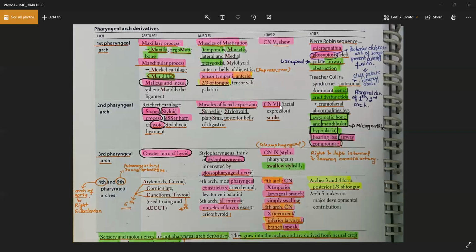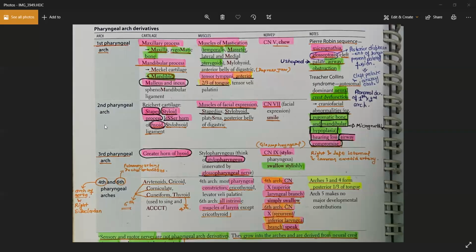Similarly, I told you that the seventh nerve is responsible for the expression of your face, right? So all the muscles involved in facial expression, the stapedius, stylohyoid, platysma, and posterior belly of digastric, are all supplied by the seventh nerve, and that means they are formed by the second pharyngeal arch.